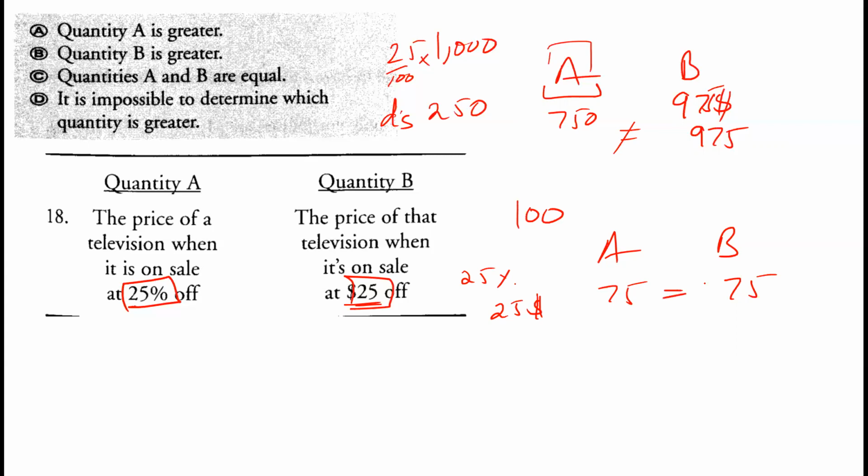Over here, it's equal. So again, there can be various scenarios. It is impossible to determine which quantity is greater, because in one instance, the quantities are equal. In the other instance, they are not equal. So the correct option would be D.